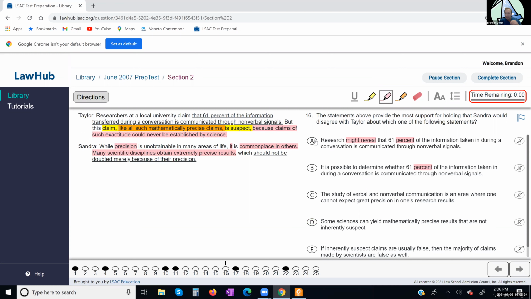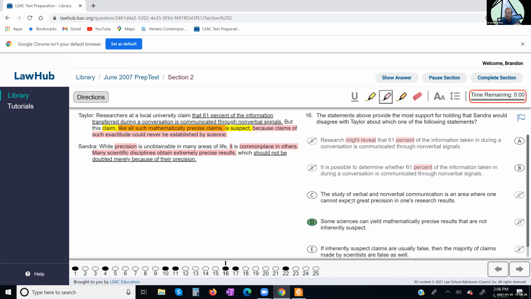So A, Taylor would disagree with. B, Taylor would agree with, I guess disagree in the sense that it's not possible. I'm just getting confused with the agree, disagree. But we can hold Taylor to a position of disagreeing that it's possible. She's saying it's impossible to determine that. But again, Sandra just doesn't comment on 61%. So ultimately, it is irrelevant there.